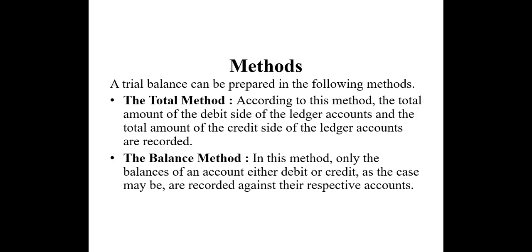Methods of preparing trial balance. There are two methods of preparing trial balance. First is the total method, second is the balance method. According to the total method, the total amount of the debit side of the ledger account and the total amount of the credit side of the ledger account are recorded. But this method is used rarely. In the balance method, only balances of an account, either debit or credit as the case may be, are recorded against their respective accounts. So the balance method is used by us to do the practicals.